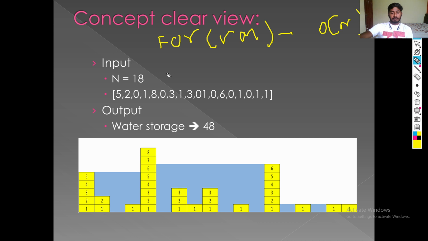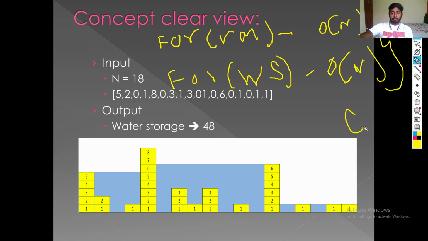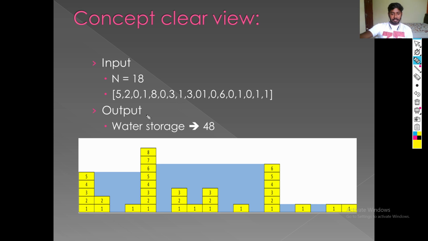The second for loop is used to find the water storage. This will be order of n. So both of the time complexities will be order of n. Instead of creating a nested for loop, we have just separated the for loops, so it will be order of n throughout the code. I hope you guys have understood this.